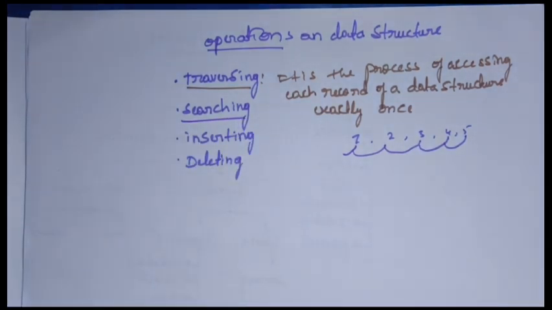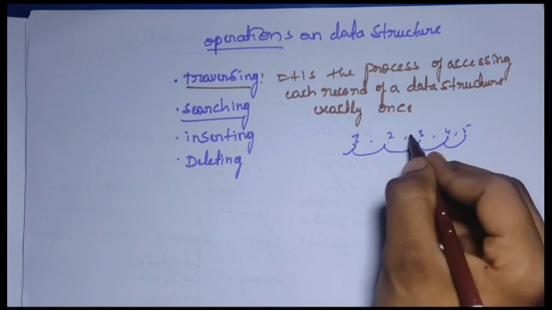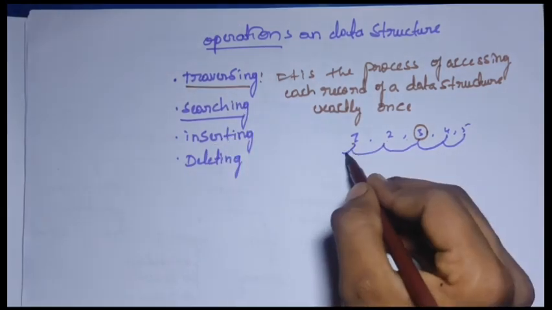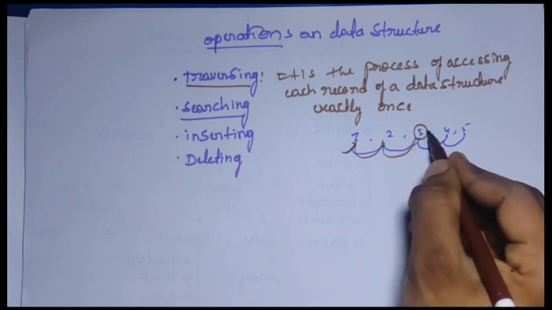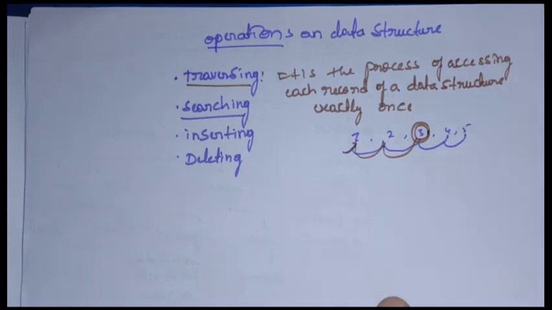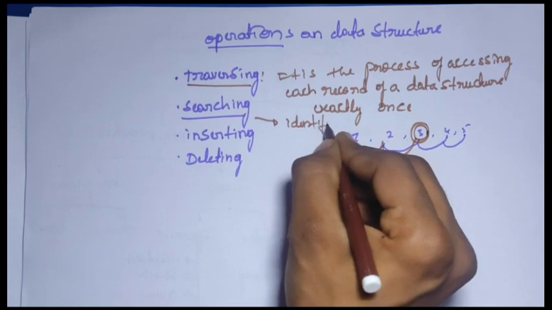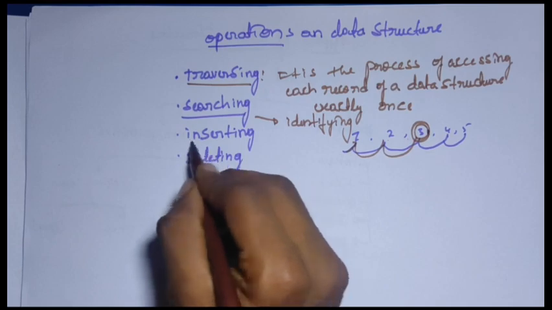Next we'll move on to searching. Searching is nothing but identifying the location of an element specific to a given key. Suppose, considering 1, 2, 3, 4, 5, I have to find the number 3. With the help of traversing, it will compare with each element's location, and when it finds the 3, it will display it. So this is the searching operation. Next we'll move on to inserting.